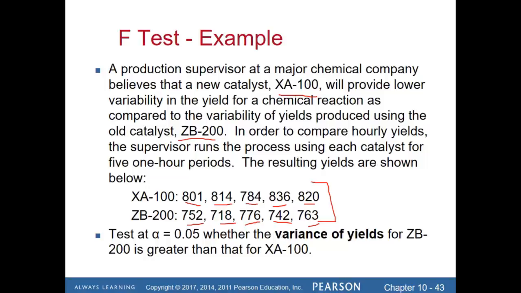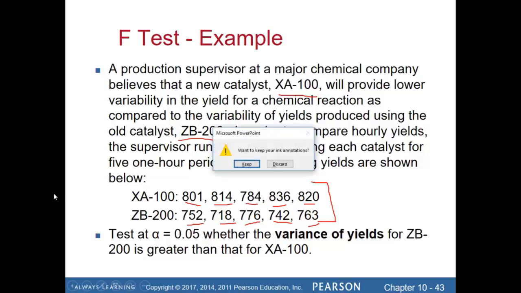And so the way we've got this test formulated is we're going to test at a 0.05 level of significance whether the variance for the old catalyst, ZB200, is greater than that for the new one, XA100. So testing variability.